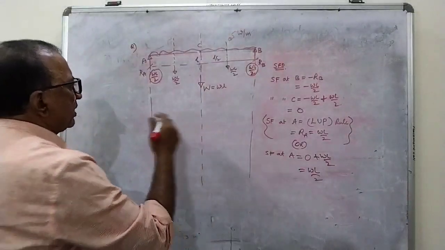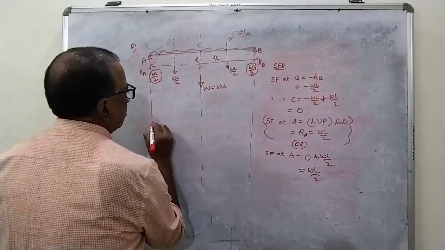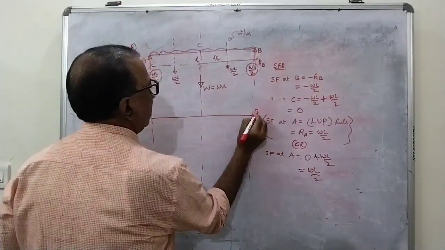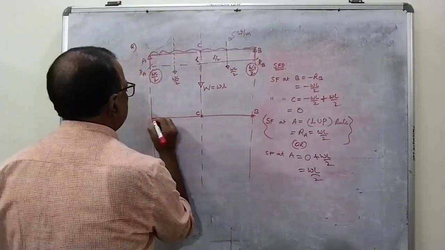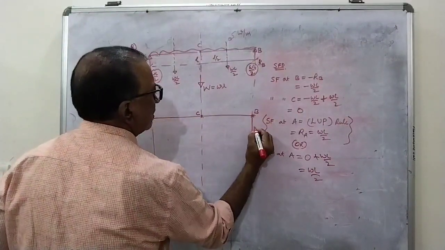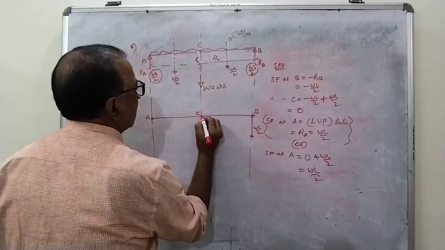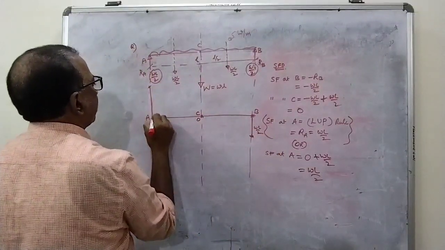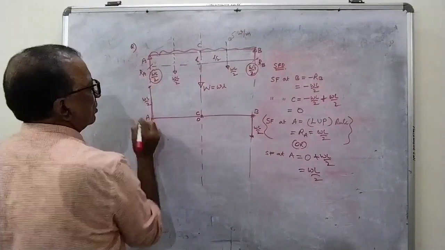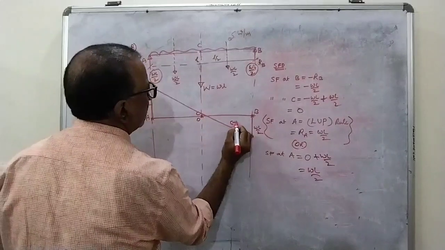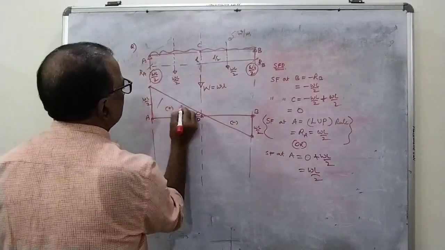So what is the shear force at A? Plus WL by 2. So if I draw the diagram, this is B, this is C, and this is A. At B it is WL by 2, at C it is 0, at A it is plus WL by 2.